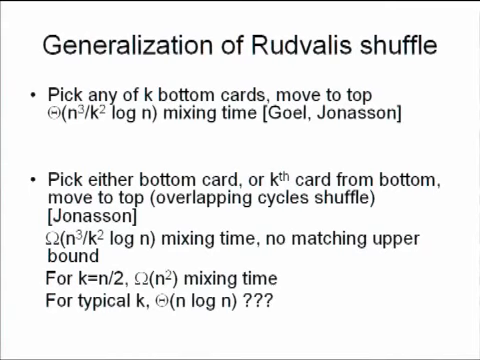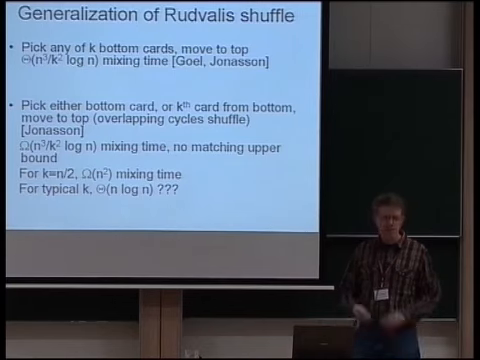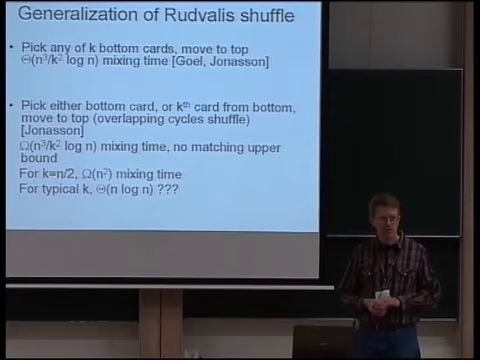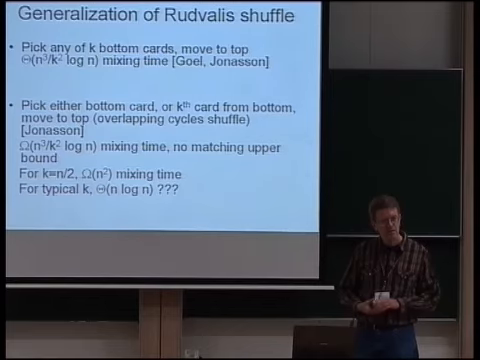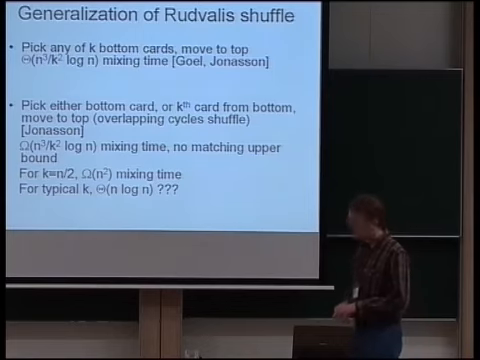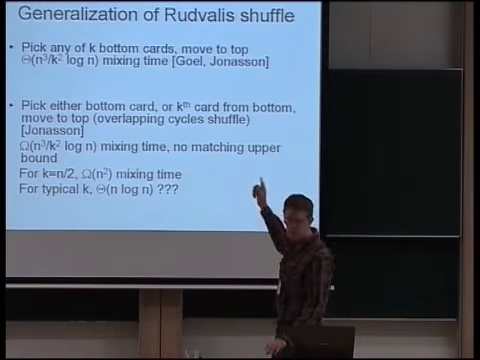For the top result, is that for fixed k? I mean, k not growing with n? Or? K is allowed to grow with n. Although, I mean, like if k is n over 2, that seems to disagree with the. Oh, those are two different. Oh, sorry, those are two different. Two different shuffles, yeah.